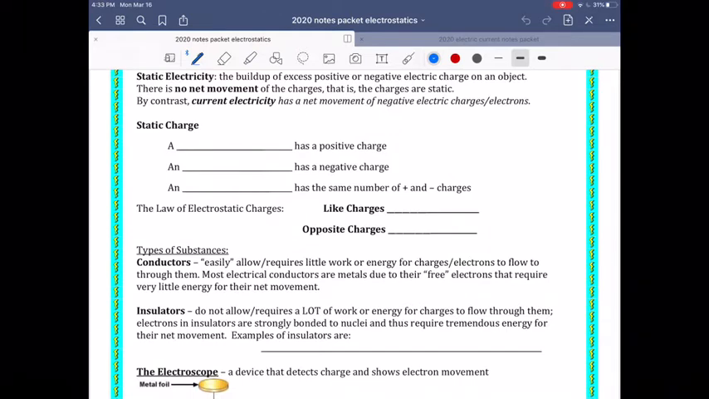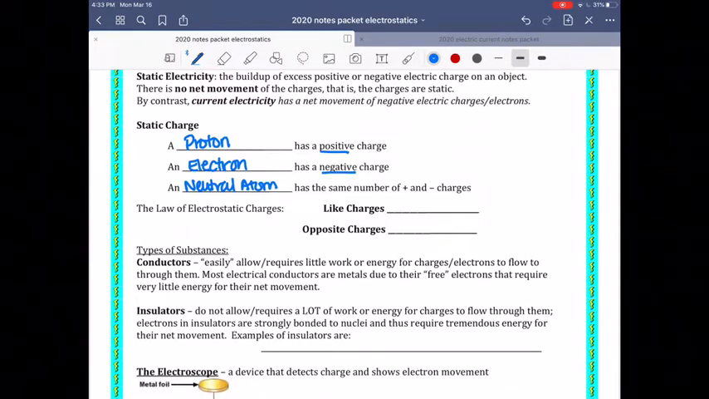So static charges. A lot of these things you may know from classes you've taken in the past. Hopefully they ring a bell. So first thing we're looking at, positive charges. Well, a proton has a positive charge, and an electron has a negative charge. In a neutral atom, we have the same number of positive and negative charges. This idea of positive charge, negative charge, and also neutral is going to come into play in this unit.